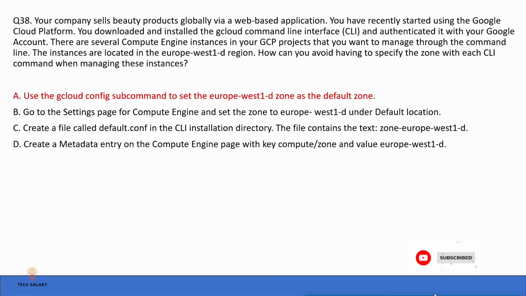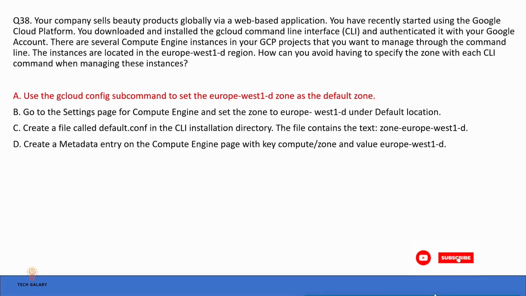Now let's take a look at option C. Create a file called default.conf in the CLI installation directory. The file contains the text zone equals europe-west1-d. This option is also incorrect because the default zone is set through the command line and there is no such functionality in the gcloud CLI tool to create a default.conf file in the installation directory. So this option is not available, and the gcloud CLI tool primarily relies on the configuration which is set through the gcloud config command. So option C is incorrect.